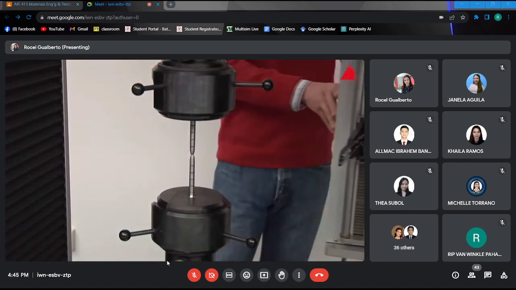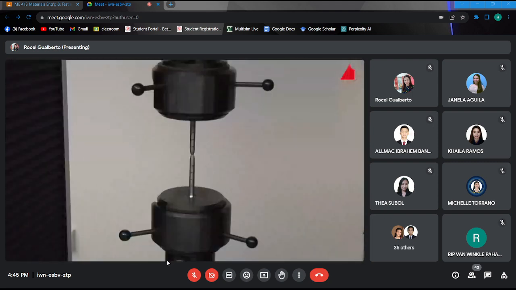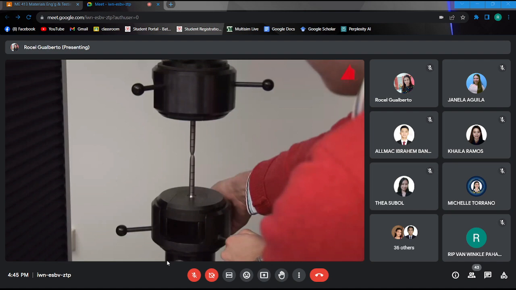In the last step, the tester swings the extensometer back into its resting position and removes the broken test piece.